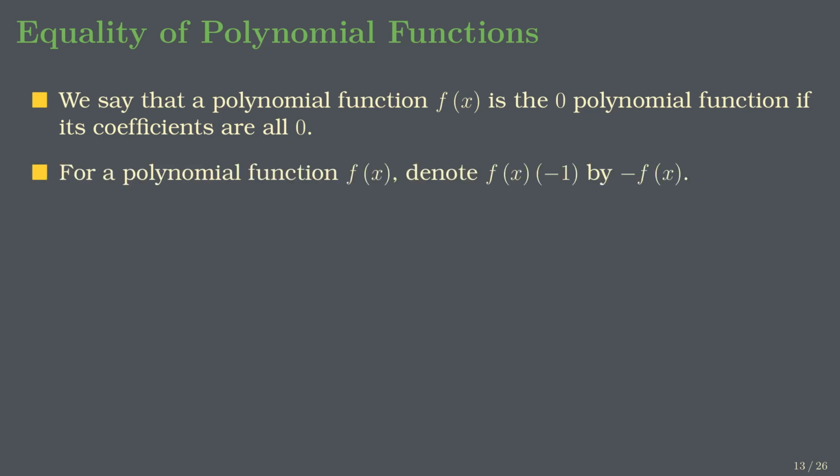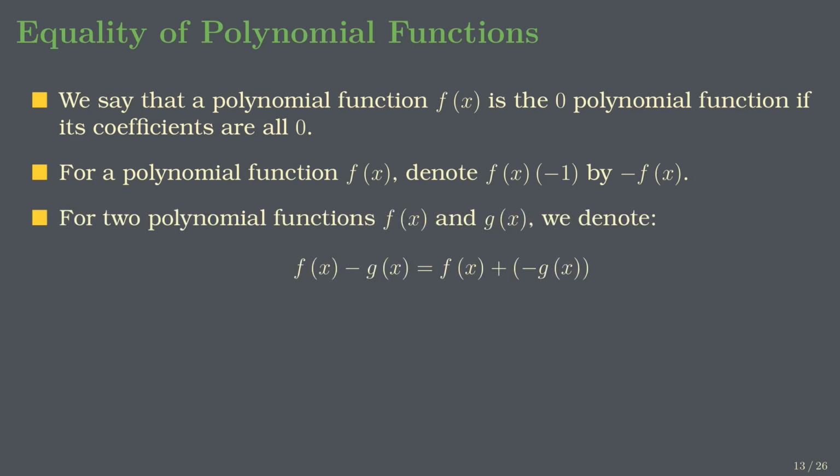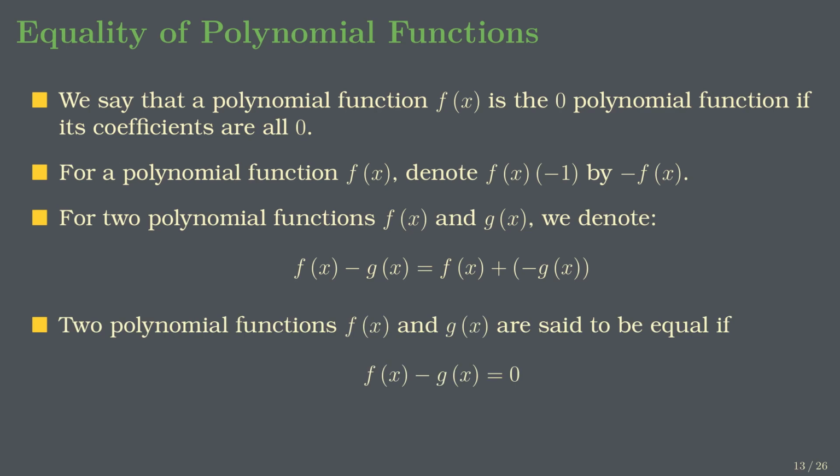And after that, for a given polynomial function f(x), we denote f(x) times -1 by minus f(x), meaning that you just need to negate every coefficient of f(x), right? And when you have the notion for minus f(x), then you can define the difference between f(x) and g(x) by simply putting f(x) minus g(x), the result f(x) plus minus g(x). Okay, and then after that you can define f(x) and g(x) are equal if and only if the difference f(x) minus g(x) is 0.